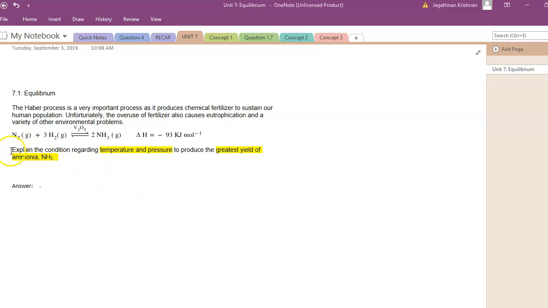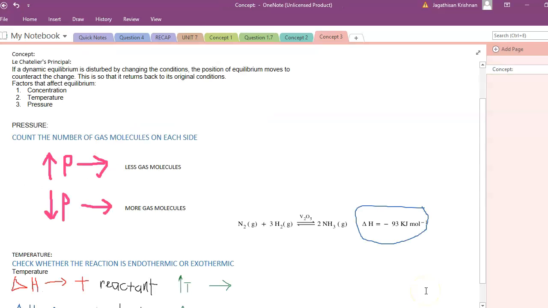So here's the question, and I've highlighted the key terms for you. We will once again refer back to the concept of Le Chatellier's principle. So let's look at two conditions mentioned in the question: pressure and temperature. Remember that when we deal with pressure, the first thing we need to do is to look at the number of gas molecules on each side.